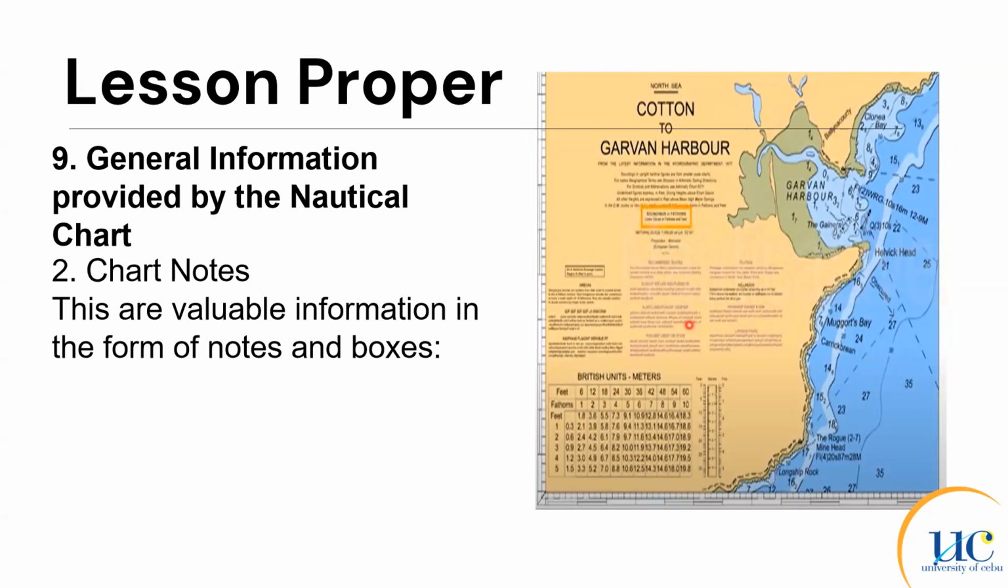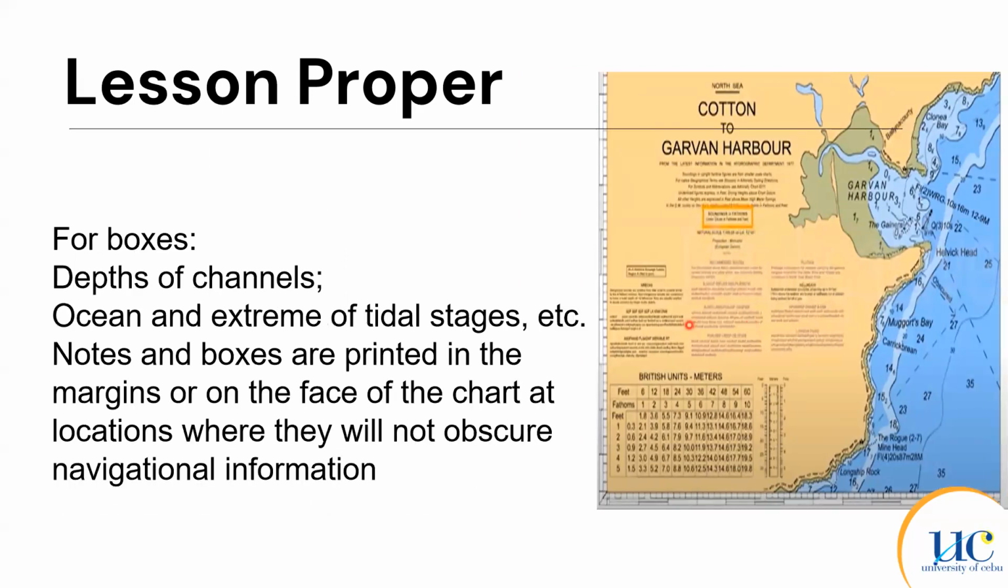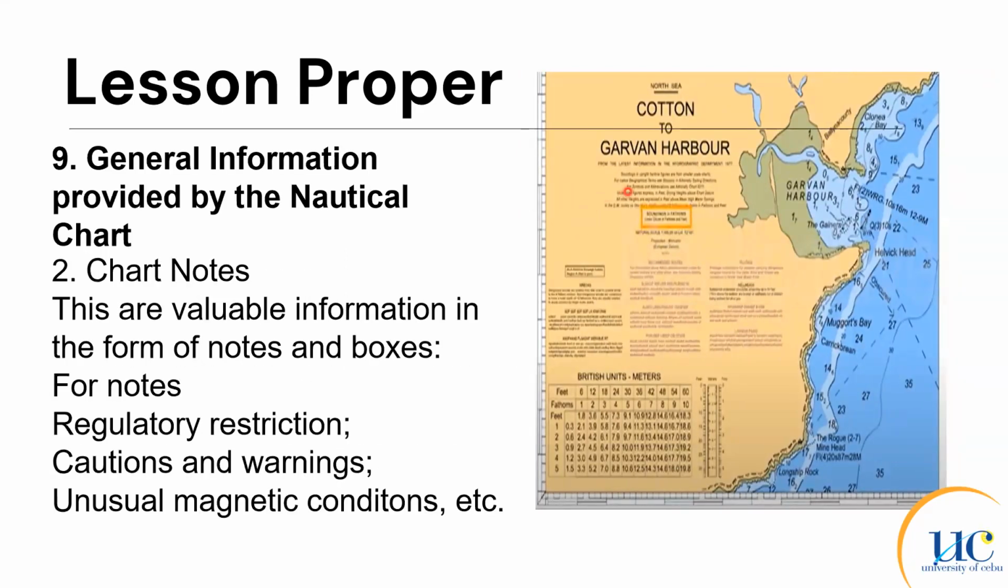So next is chart notes. These are valuable information in the form of notes and boxes for notes, regulatory restrictions, cautions, and warnings, unusual magnetic conditions, and etc. So, these are the pieces of box here. It contains various information. It might be regarding cautions and warnings, as I've mentioned before.